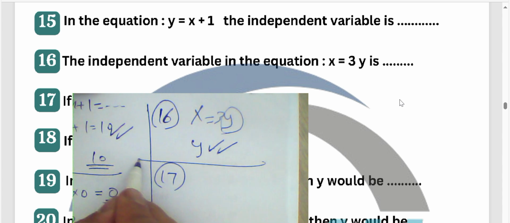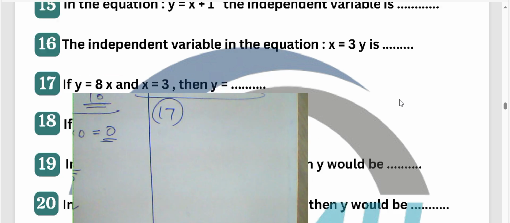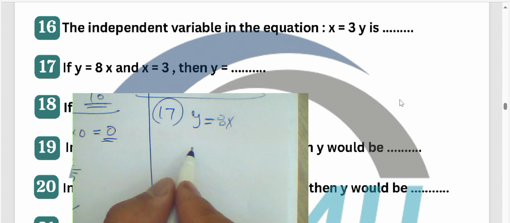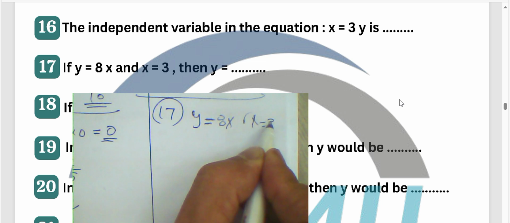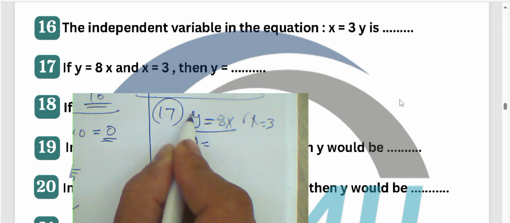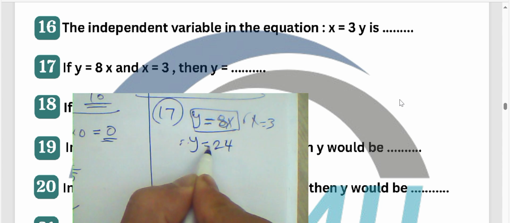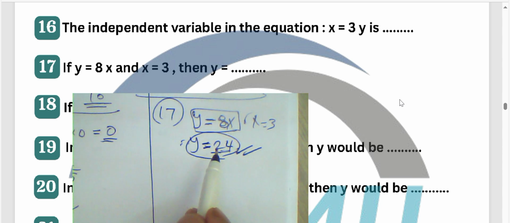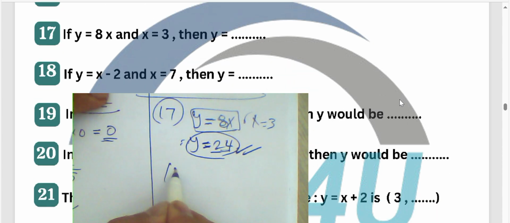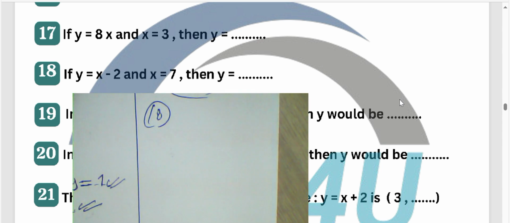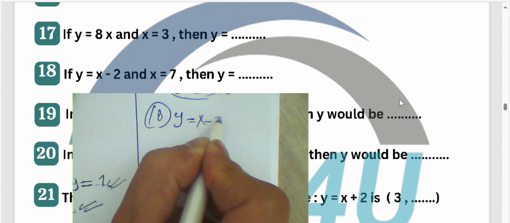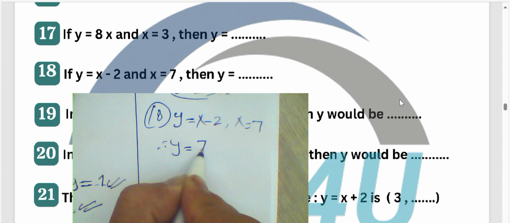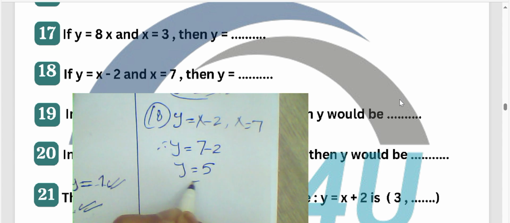Question 17. If y equals 8x and x was equal to 3, then the value of y equals 8 multiplied by 3. It will be 24. Write 24 in the space. Next question 18. If y equals x minus 2 and x was equal to 7, then the value of y equals 7 minus 2, and the value of y will be 5. Y here will be 5.